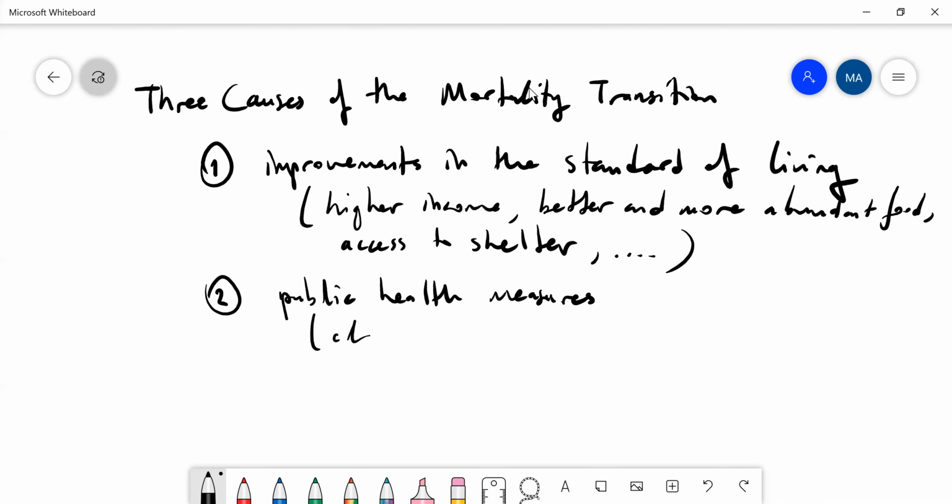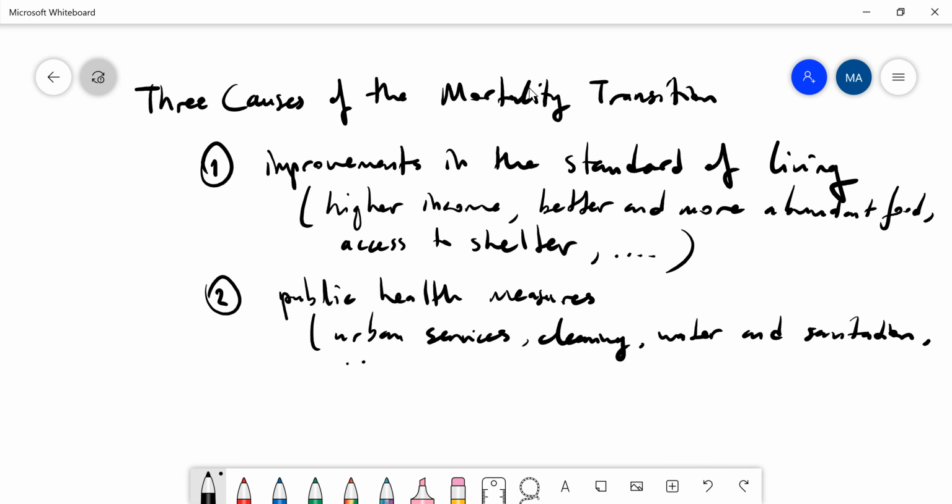So there could be public health measures from, let's say, urban services, cleaning, water and sanitation, and other stuff. Okay, so those public health measures, when they get improved, when they better serve humanity, mortality rates decrease as well. And finally, which is also very important, is advances in medicine.